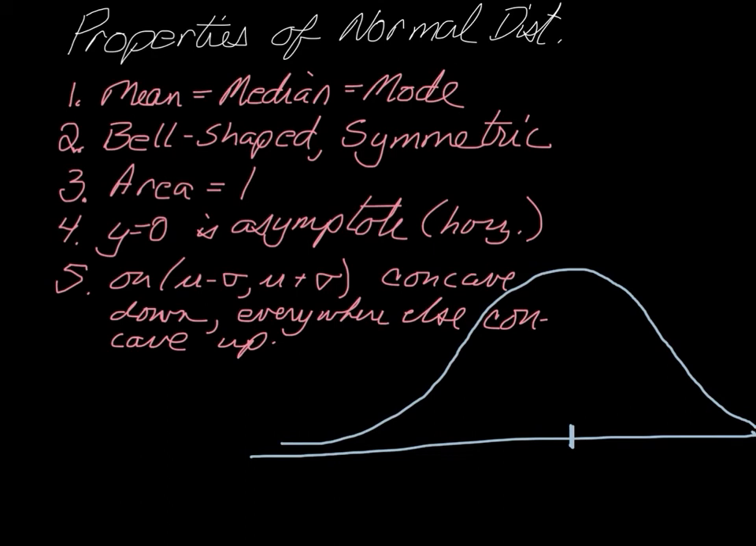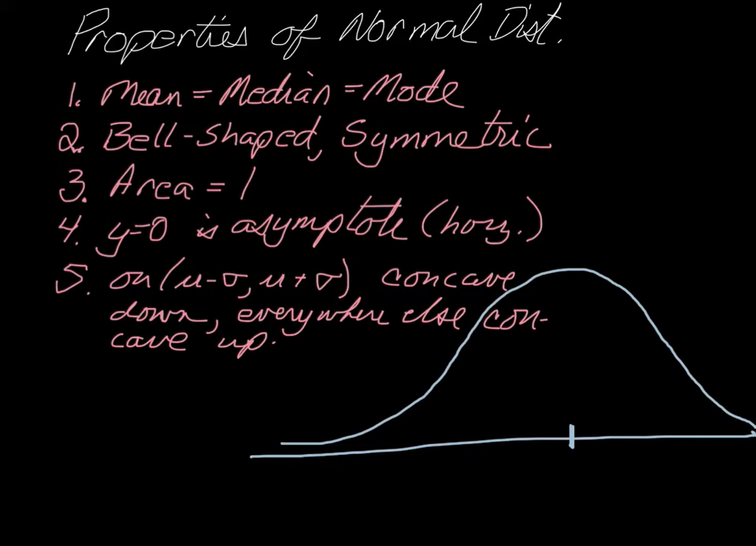So, hi everybody, welcome to Statistics 23, the normal distribution. And we're going to start off by talking first about the normal distribution's properties. And the properties that a normal distribution has are listed below. There are 5 of them.